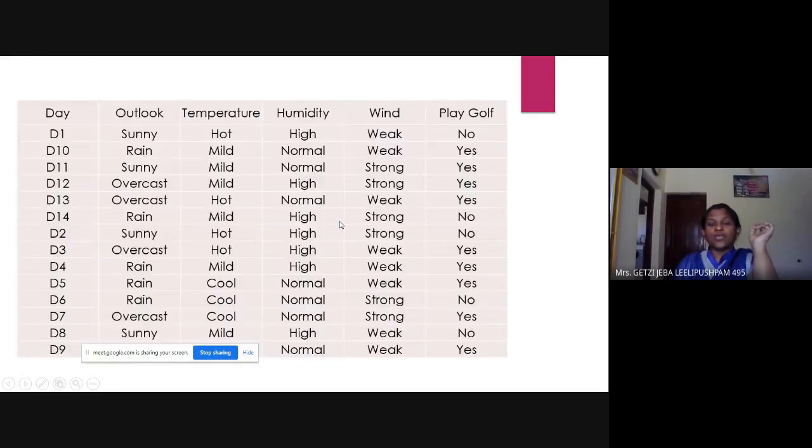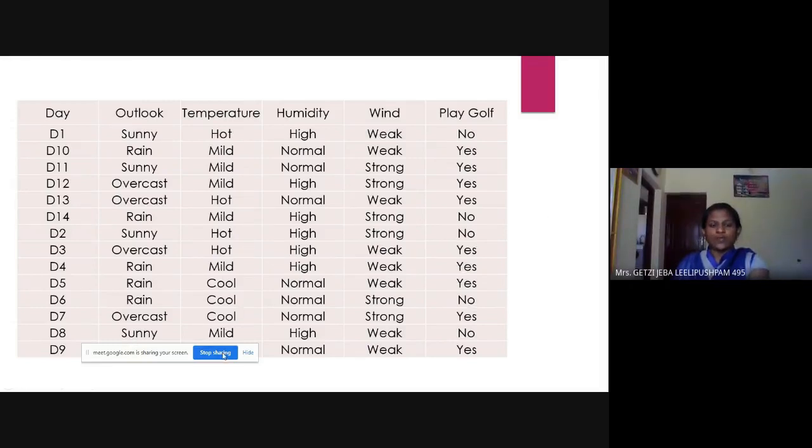Now, doing every feature, let's take wind. How many sections are there in wind? Wind has 2 sections. One is strong, the other one is weak. Let's take strong. How many strong are there? 1, 2, 3, 4, 5, 6 strong are there. Among that strong, how many yes? 1, 2, then 3. 3 yes are there. So this is how we are going to calculate the entropy.